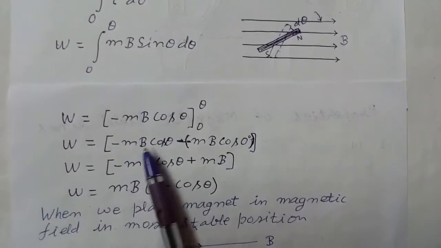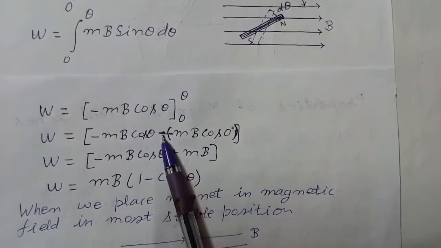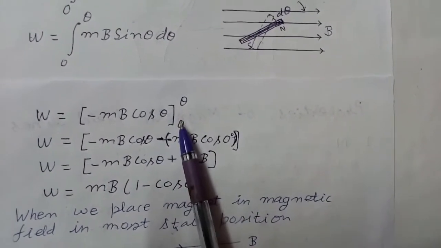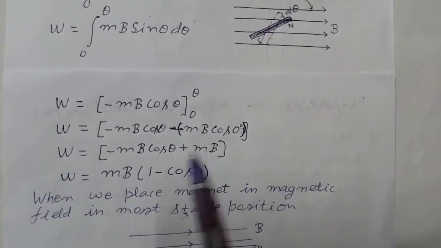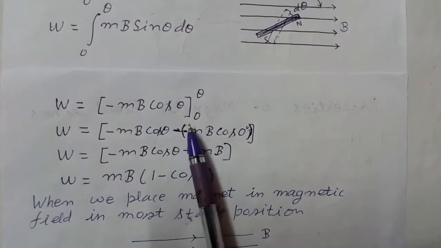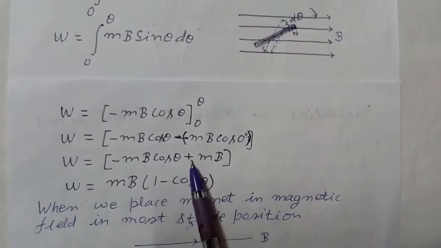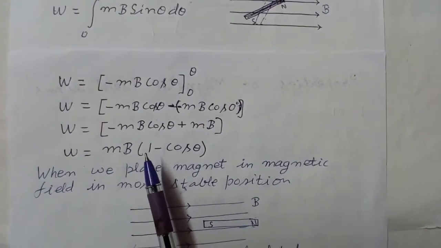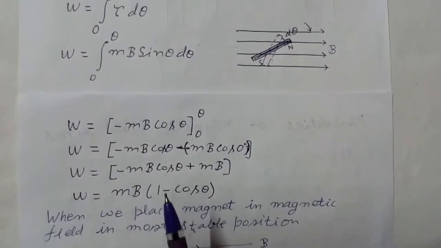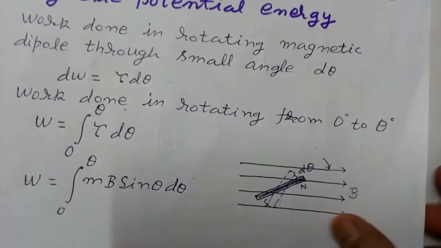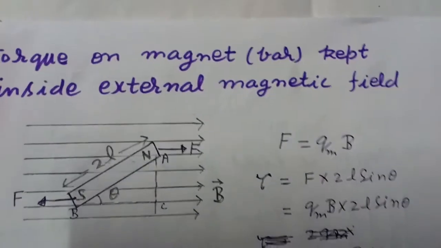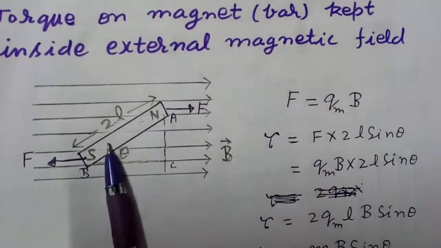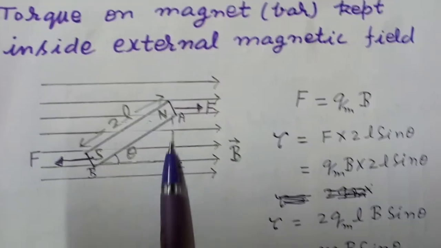This is equal to minus mB cos theta upper limit minus mB cos 0 degree lower limit. Cos 0 is 1, so this is equal to minus mB cos theta. This minus becomes plus mB. Take mB outside the bracket, so W is equal to mB into 1 minus cos theta. So this is the expression for rotating a magnetic dipole through angle theta from 0 degree to theta degree.